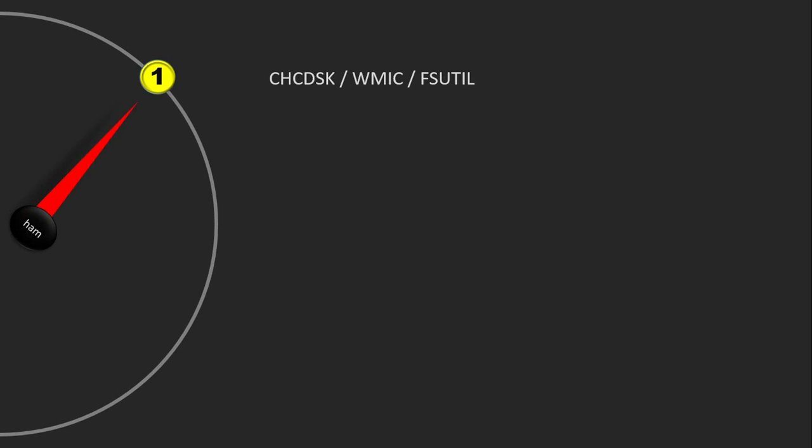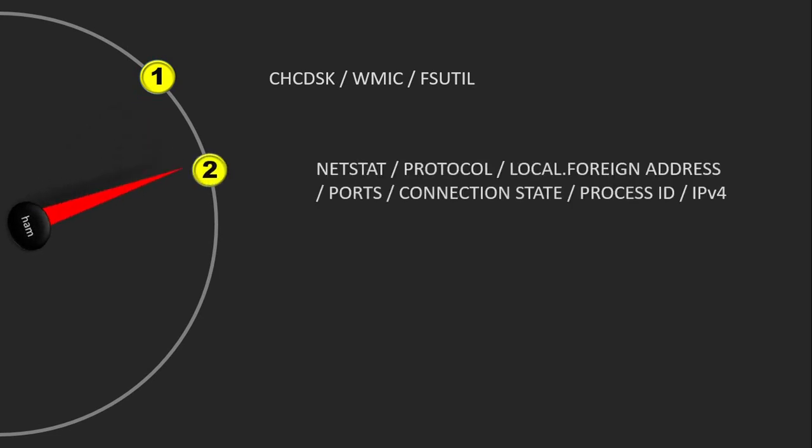Step number 1 will be checking the hard drive first, see if there are any problems or any bad sectors or system errors in it, using this tool here, the Windows check disk. Also, I'll be using 2 commands, WMIC and fsutil. fsutil is a very powerful command, and it should only be used by advanced users, people who know everything about the operating system, basically. Then we go to step number 2.